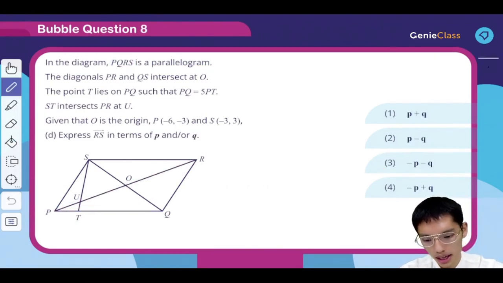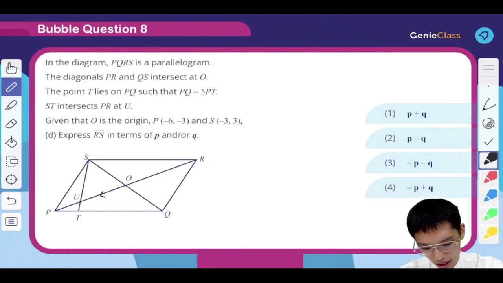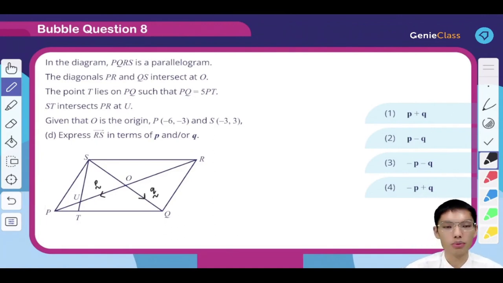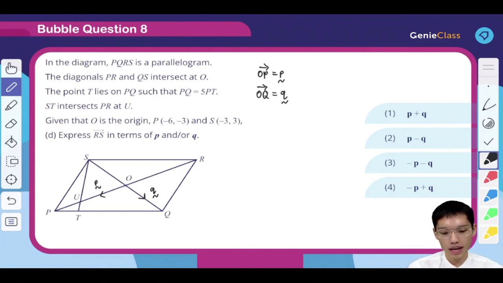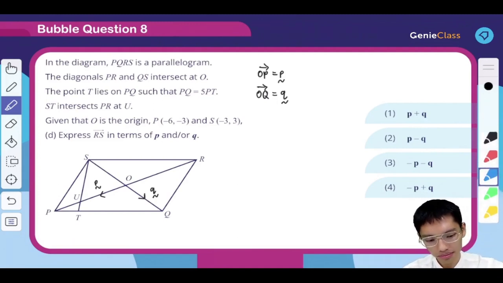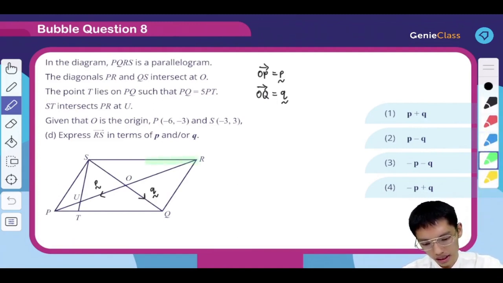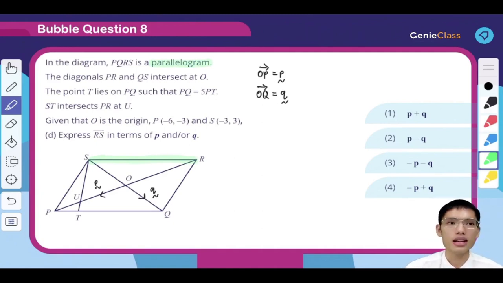Bubble question number 8. Let me emphasize again: OP is P, OQ is Q. I'm going to write it down. This is the meaning of expressing in terms of P and Q. OP is P. OQ is Q. How would I express RS now? Take note, I want this vector, and that's where the parallelogram becomes more important. Let's see how you guys do this.